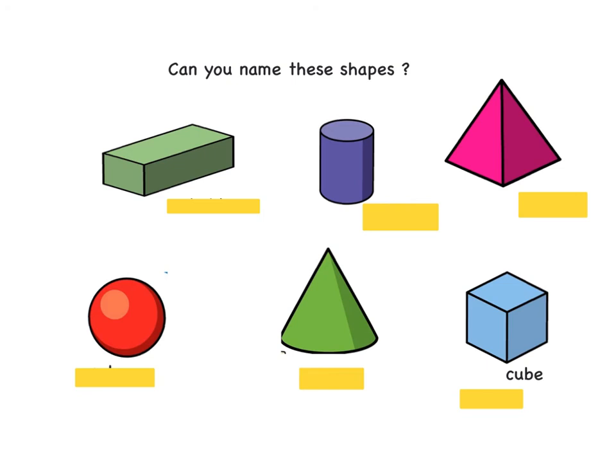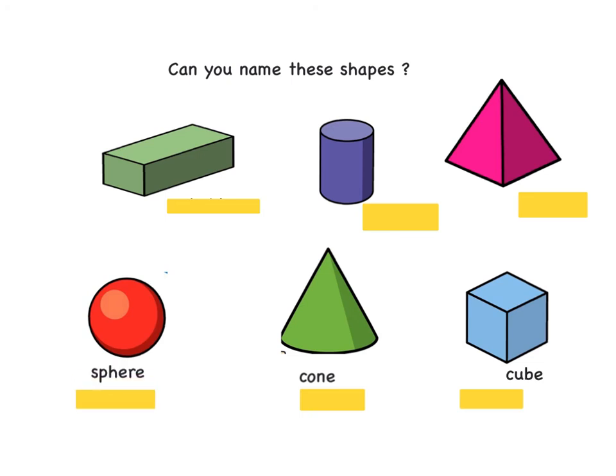What about this shape? This looks a little bit like a pointy hat. Do you remember the name? Yes, you're right. This shape is a cone. Let's take a look at this one now. This shape is a little bit like a ball, and we call that shape a sphere. Well done if you got that one right.